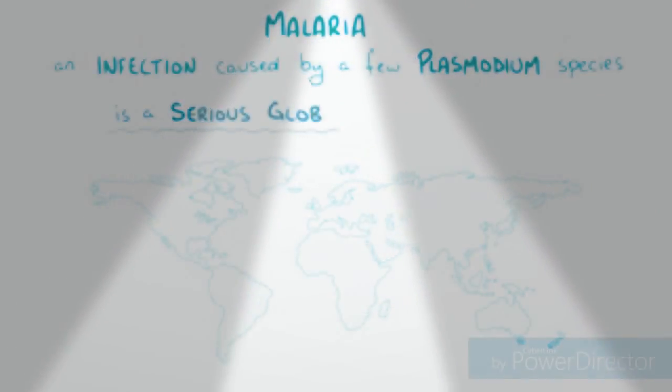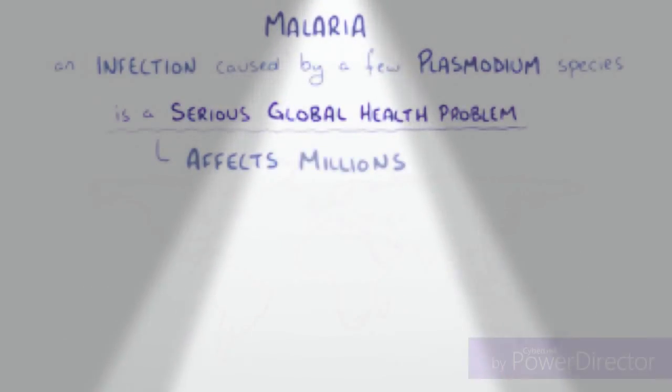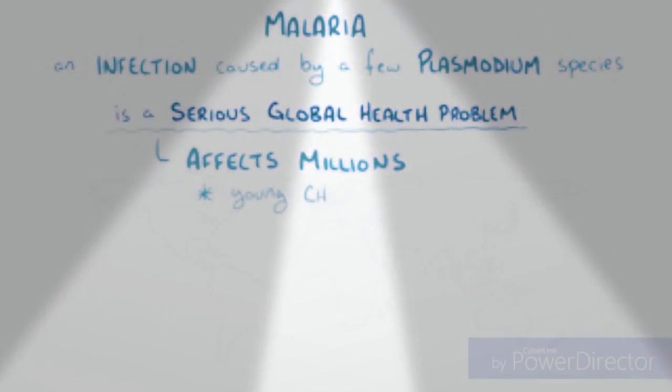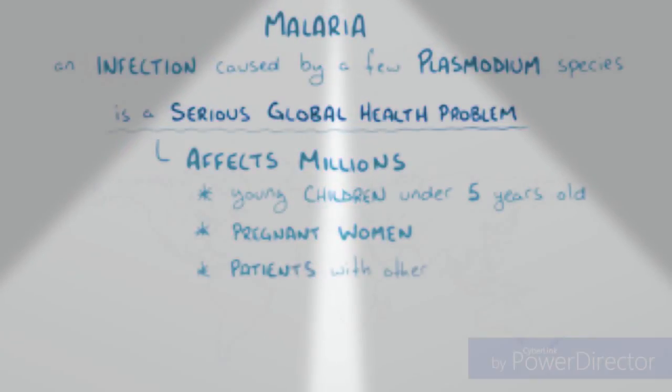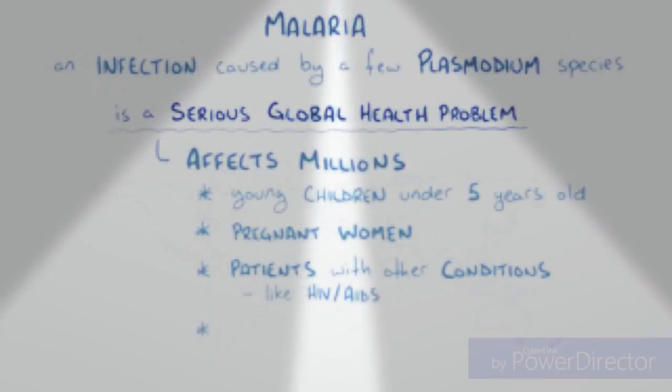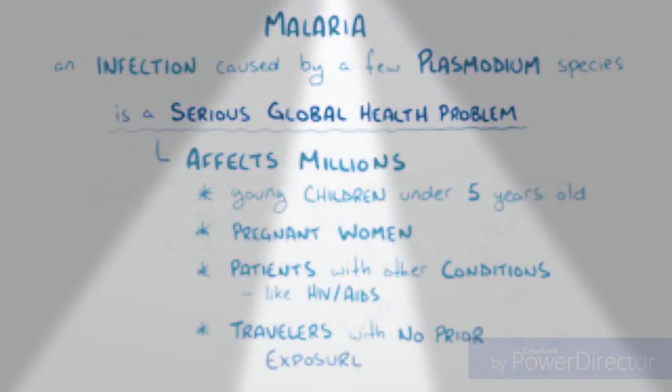Malaria is a serious global health problem that affects millions of people, particularly young children under the age of 5, pregnant women, patients with other health conditions like HIV and AIDS, and travelers who've had no prior exposure to malaria.